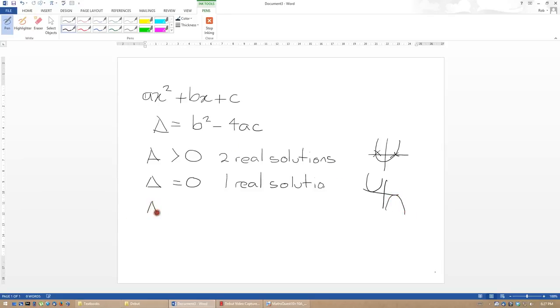And the last thing that could happen is that the discriminant could be a number less than 0. That means there are no real solutions. In this case, if we were to graph it, our graph would never cross the x-axis.